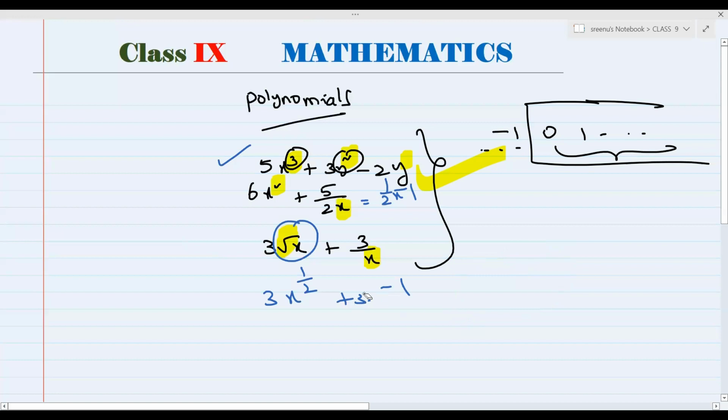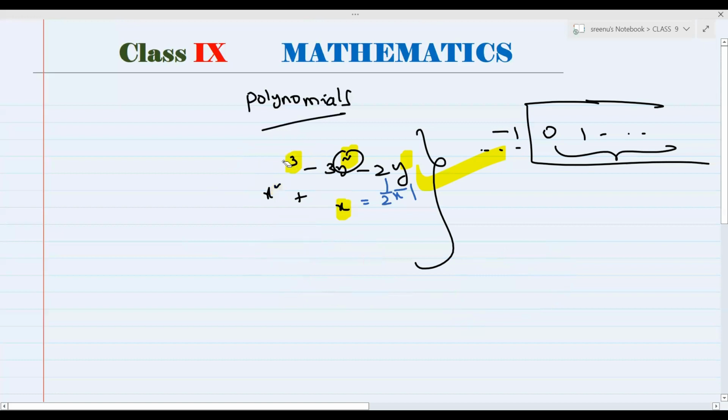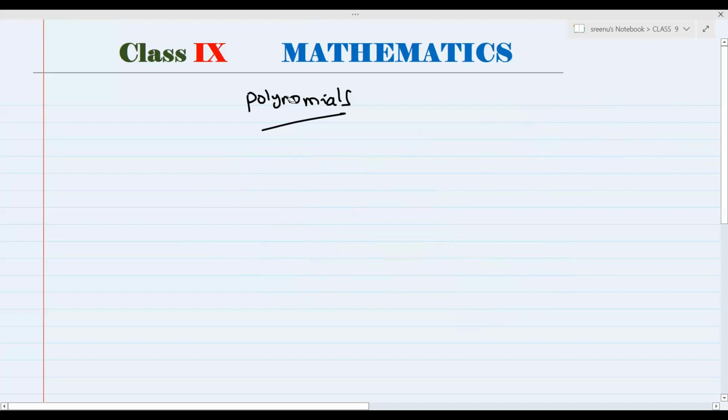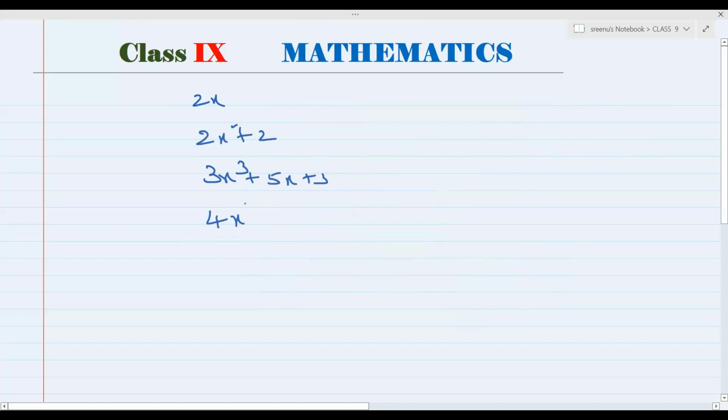So based on the number of terms, we have defined some types of polynomials. Based on the degrees, we have defined some types of polynomials. Based on the number of terms: monomial, binomial, trinomial, multinomial.